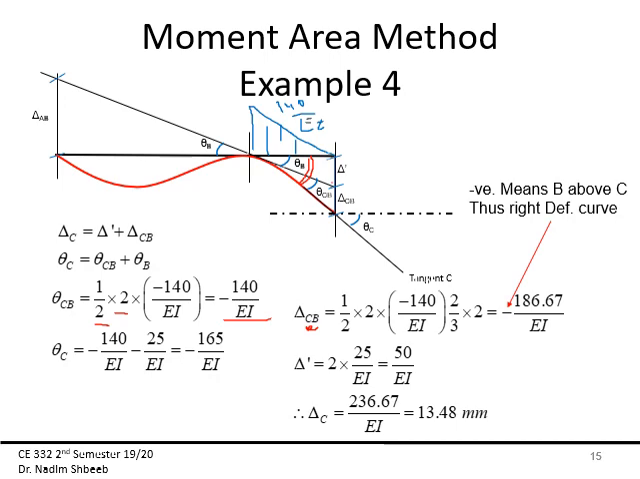Had you chosen to go in the other direction, saying maybe that somehow this is going to be, let me choose a green color, it's going to be something like this, then this will tell you no, your choice is not correct because this value is negative. Okay. Then delta prime is simply 2 times 25 over EI, which is my theta B. It's going to be 50. Then the delta C is equal to 236.67 over EI.